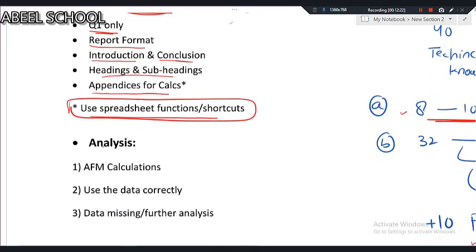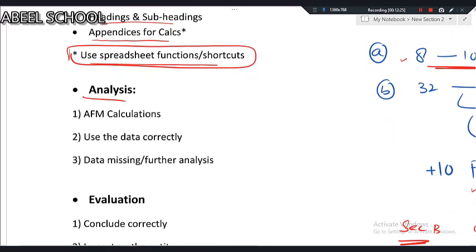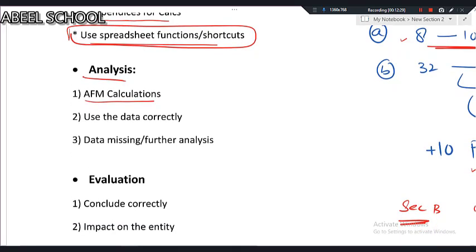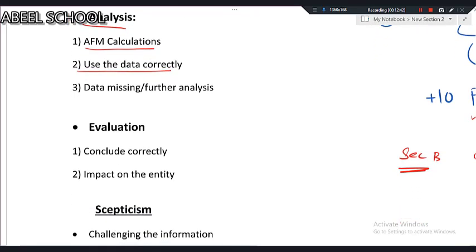Okay, now let's talk about analysis. In analysis, number one is obviously AFM calculation. You should know the AFM calculation. For example, how do we calculate NPV, APV, company's WACC, registered WACC? Use the data correctly. You're supposed to use the data correctly.